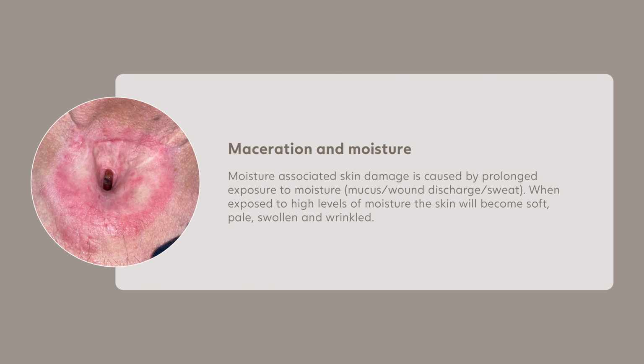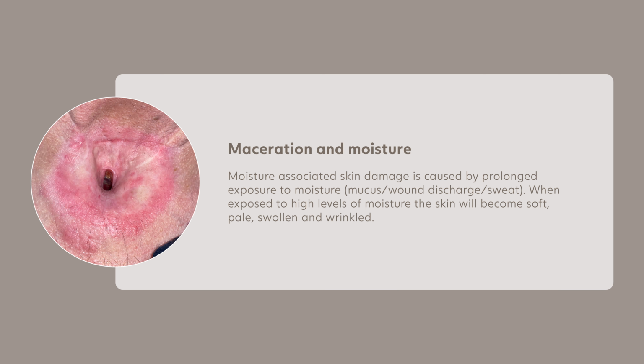Next, let's move on to the maceration and moisture heading. Moisture-associated skin damage is caused by prolonged exposure to moisture, for example, mucus, wound discharge, or sweat sitting under the adhesive. When the skin is exposed to high levels of moisture, it will become soft, pale, swollen, and wrinkled, like our fingertips after a long bath.